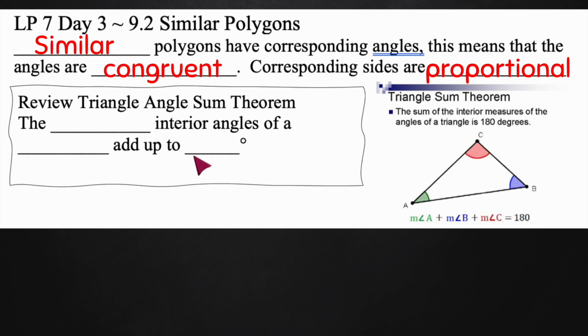Okay? So reviewing the triangle angle sum theorem, remember that means that the three interior angles of a triangle add up to 180. So if we think about this, and I take this triangle and make it larger, well, the three angles still have to add up to 180. The angles haven't changed. It's still a triangle. I'm just enlarging it by enlarging all the sides by the same amount. But the interior angles still have to add up to that 180.